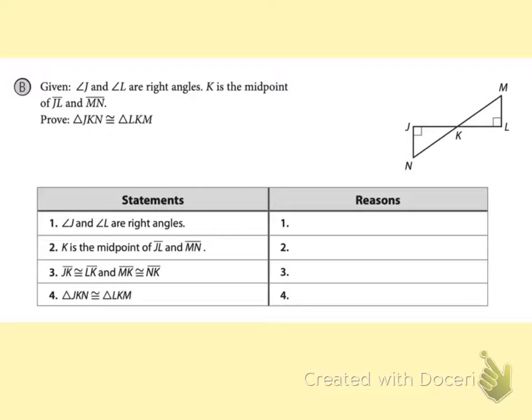So letter B says given J and L are right angles. So again, in other words, these are right triangles. That's what they're telling us. We've got some right triangles here. And K is the midpoint of JL and MN. So right now they're saying that K is the midpoint of both segments that it goes through. It's the midpoint of this segment, and it's the midpoint of this segment as well. Well, that's great. I got a 2 for 1 then. With just the definition of midpoint, so these two things were given.